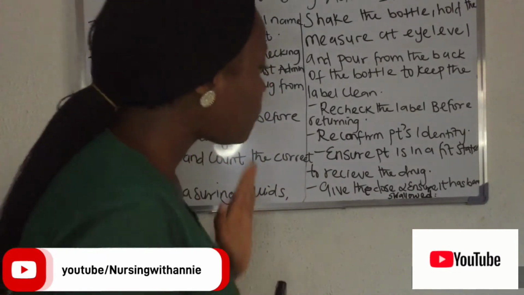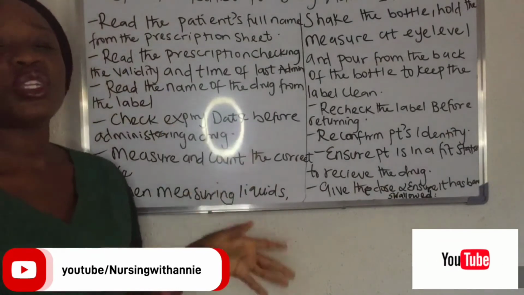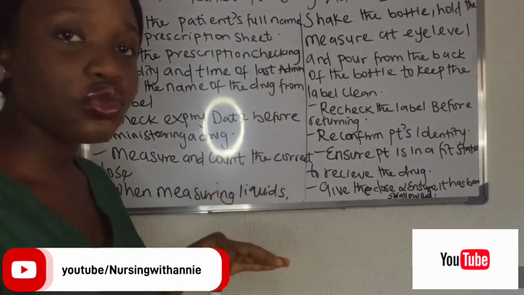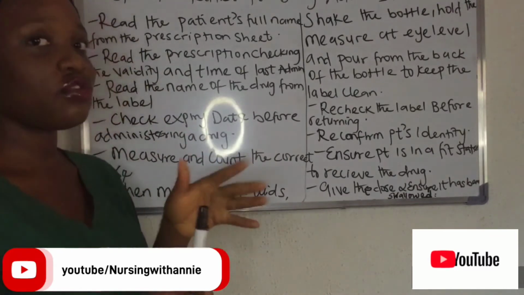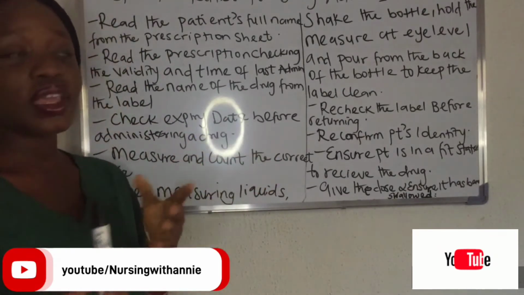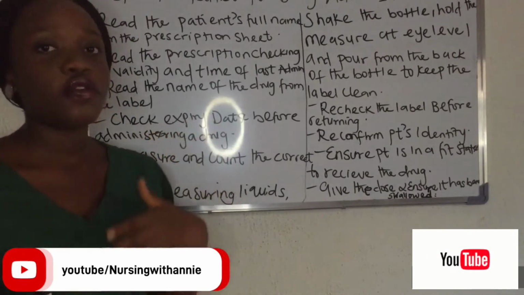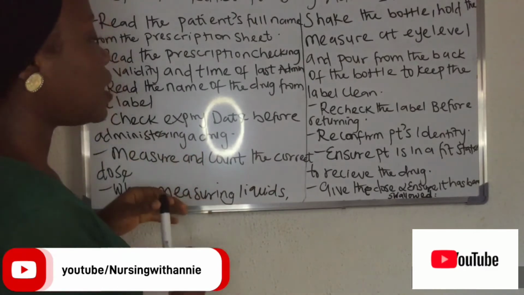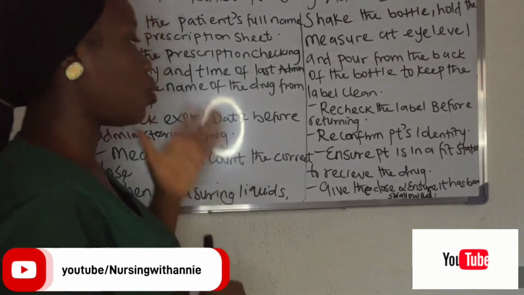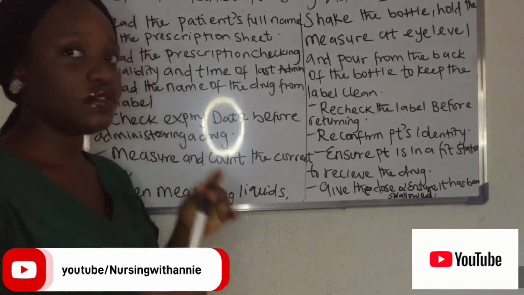Ensure the patient is in a fit state to receive the drug. Make sure the patient you are going to administer this drug to is in a fit state. Make sure the patient is not asleep. You can't give drugs to a patient who is asleep, especially when it comes to tablets and liquid. It can be an exception for IV infusions and drugs that go through the veins. But when it has to do with oral drugs or liquid drugs, you have to ensure that the patient is in a fit state to take the drug.